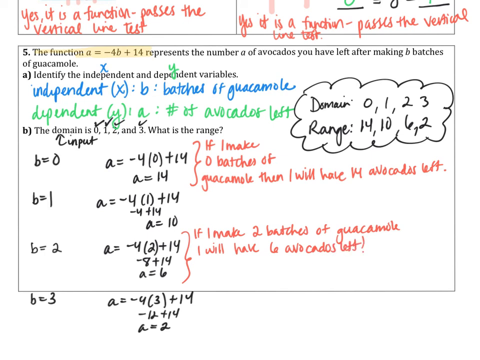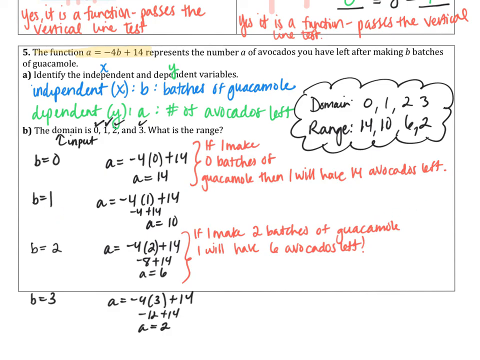So we can start to see some patterns because this is linear. We can see how much we decrease each time. You can discuss with your classmates after this, how many avocados does it take to make 1 batch of guacamole? These are things we're going to be working on in the next unit, and the next time I see you in class, we're going to go over some practice problems together.